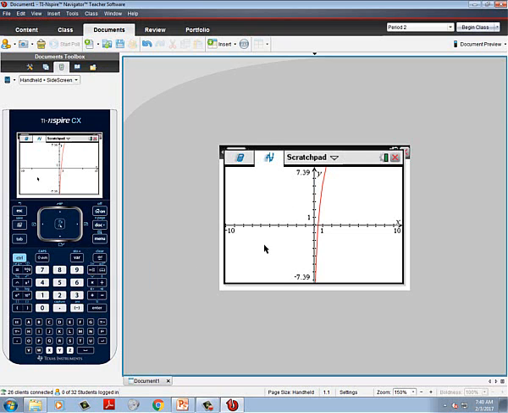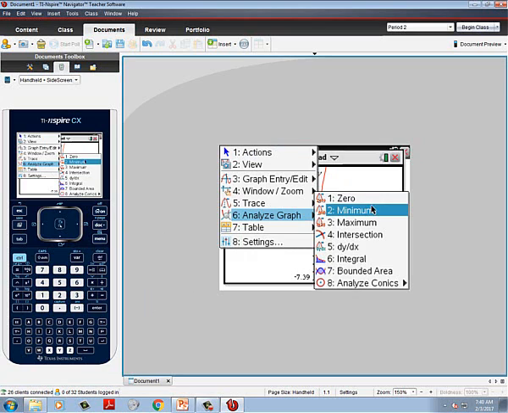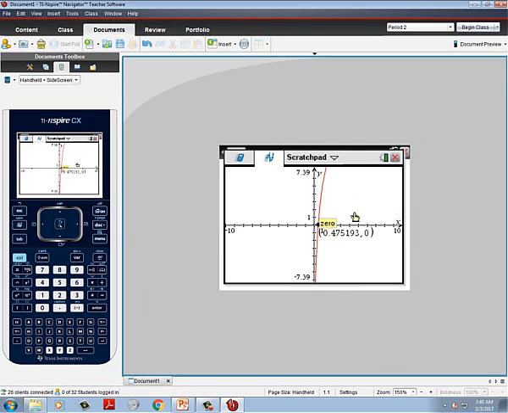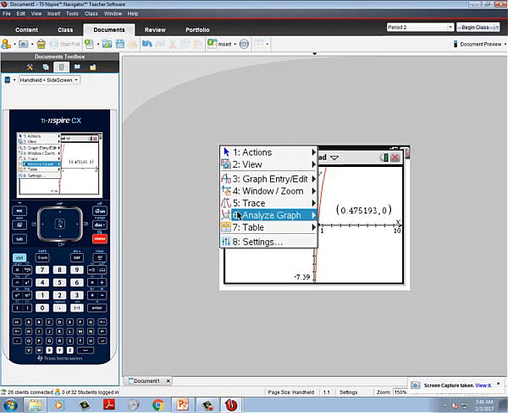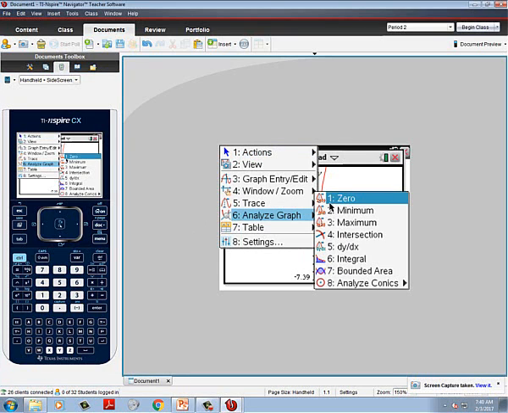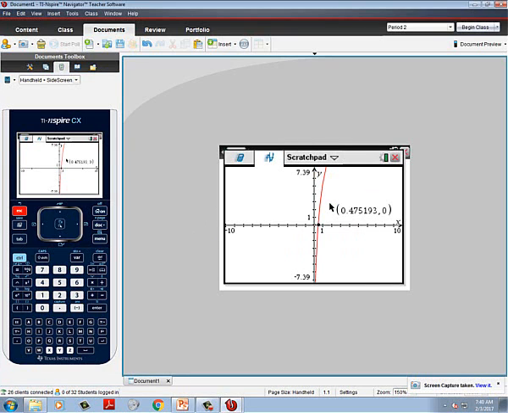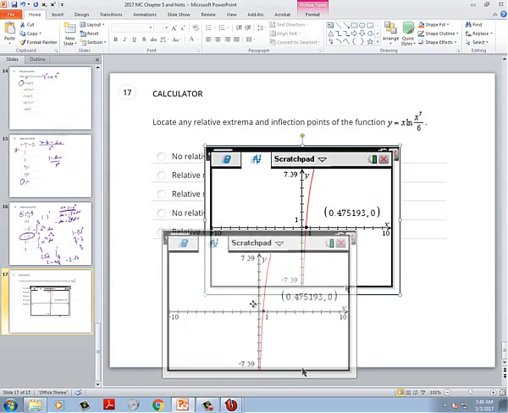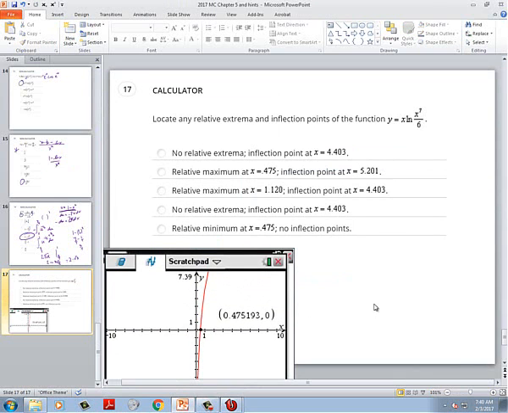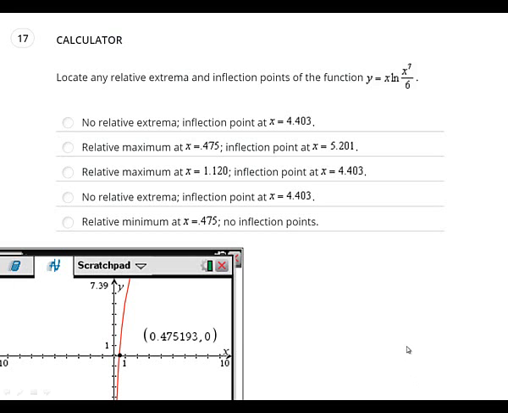All right. So the next thing I want to do is calculate that 0. So menu, analyze graph, 0. I'm going to go to the left, go to the right. Okay. I calculated the 0. I'm going to go back to my screen here. Control V. Okay, so there's my point. Let's see what else we can get off of that.